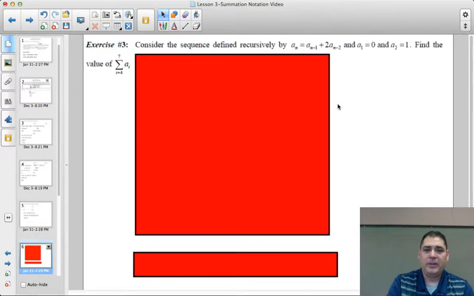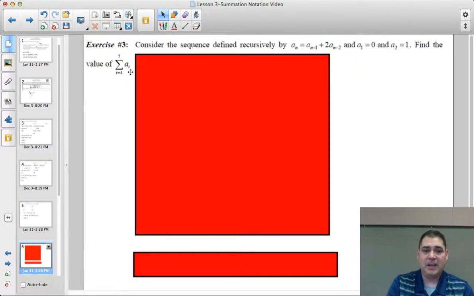All right, number 3, consider the sequence defined recursively by a of n is equal to a of n minus 1 plus 2 times a of n minus 2. Now, this means you need the 2 previous terms of the sequence. They give it to you. If I want the 3rd term of the sequence, you need the 2 previous terms, which they give you.